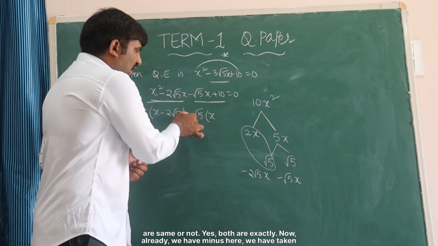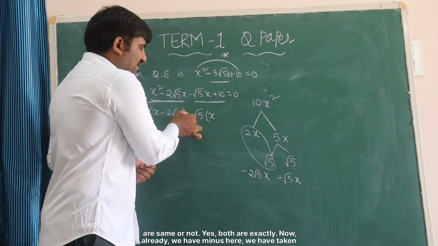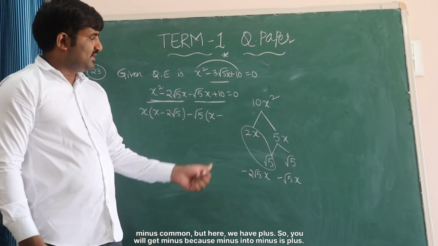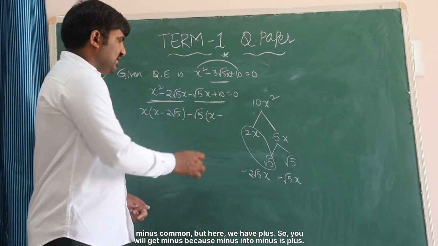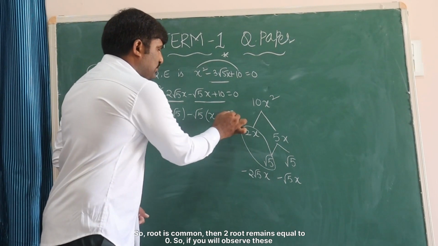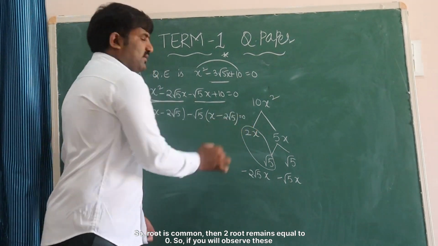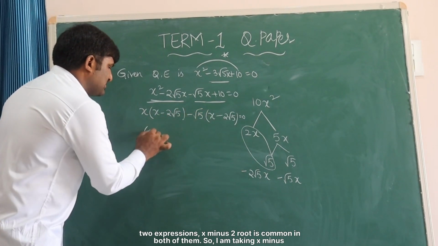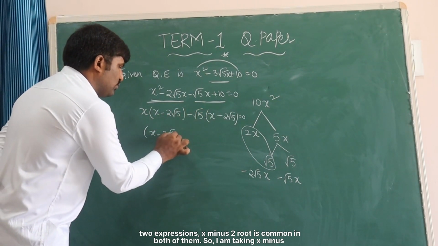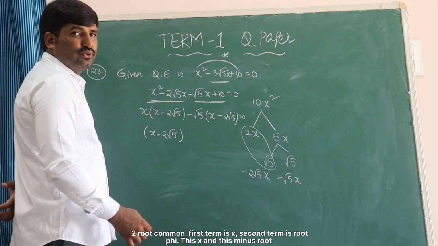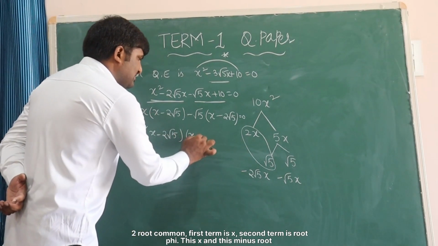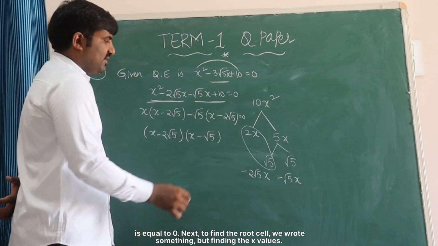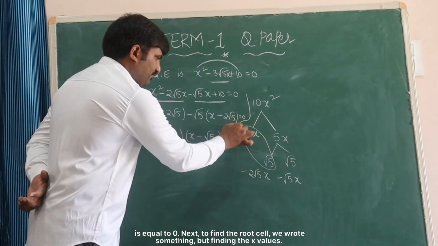Now already we have minus here. We have taken minus common, but here we have plus. So you will get minus, because minus into minus is plus. So root 5 is common, then 2 root 5 remains, equal to 0. If you observe these two expressions, x minus 2 root 5 is common in both of them. So I am taking x minus 2 root 5 common. First term is x, second term is minus root 5, equal to 0.